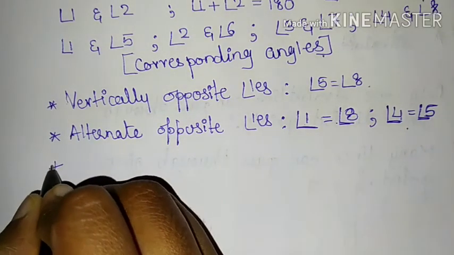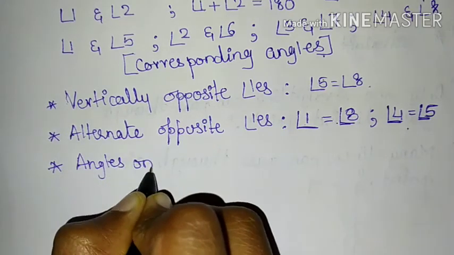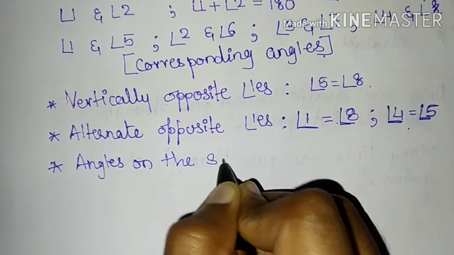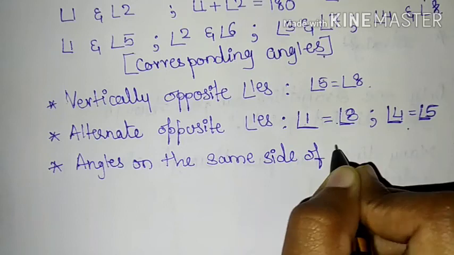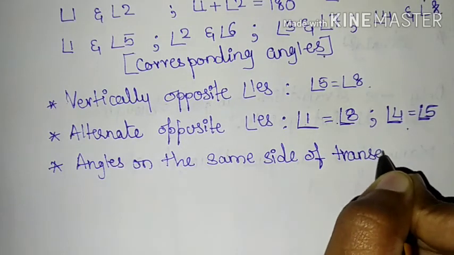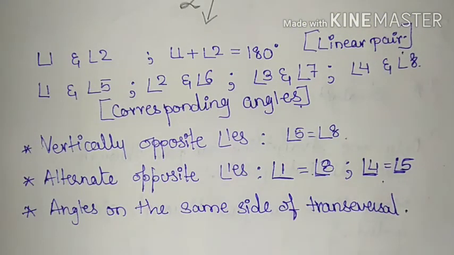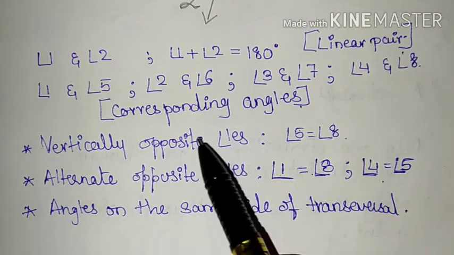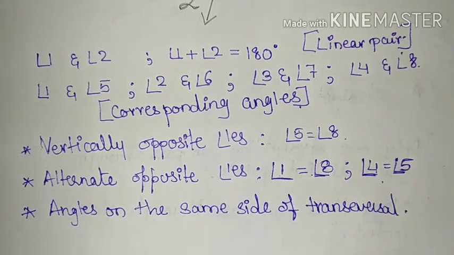Last but not the least, we have angles on the same side of transversal. All these angles, which is linear pair, corresponding angles, vertically opposite angles, alternate opposite angles, all these angles are equal or they follow their properties if and only if the lines are parallel to each other.